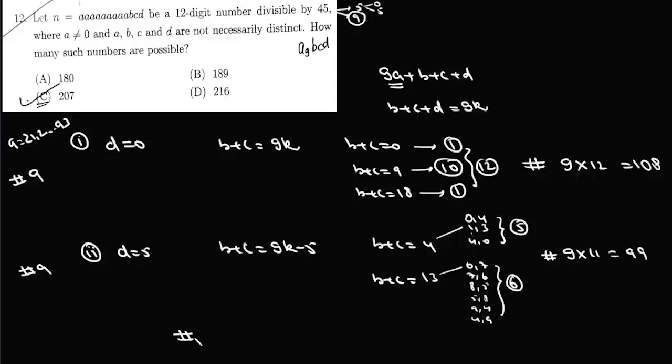So total number of such numbers will be 108 plus 99, and there'll be 207, and that's your option C.